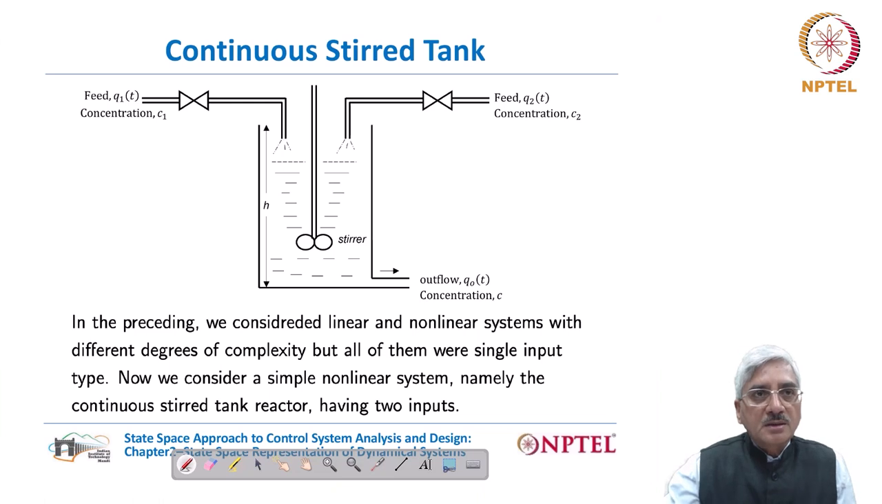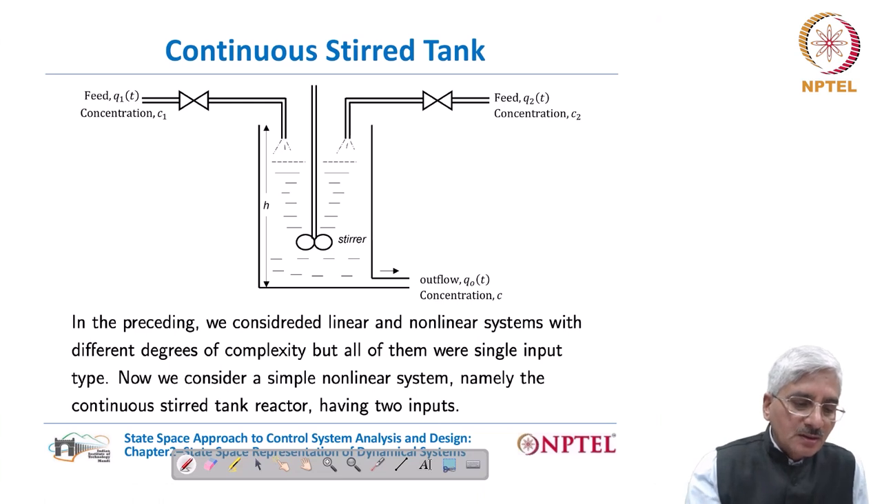So far, in the 2-3 examples that we considered, they were single input, single output systems. Some of them were linear, some of them were non-linear. We linearized the non-linear ones to obtain the linear standard state space model of the given system. This example differs from those because it has two inputs as well as two outputs. So it is the case of a multiple input, multiple output, or a MIMO system.